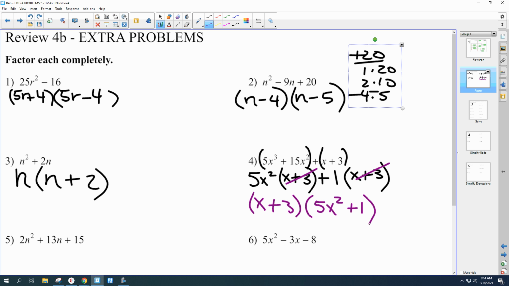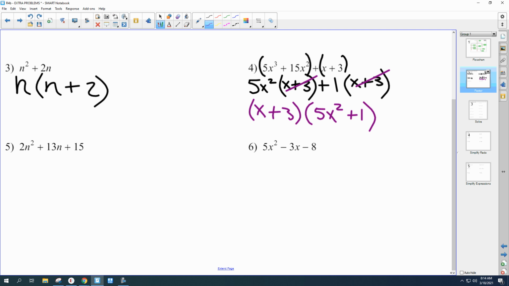Now that is factored. Number 5, looks like there's going to be a GCF because of that 2, but these 3 numbers don't have anything in common, so it's not a GCF. It's a hard trinomial. So we factor a hard trinomial, kind of like an easy trinomial. We need numbers that multiply to 15. But they're not going to add up to 13 because of that 2.